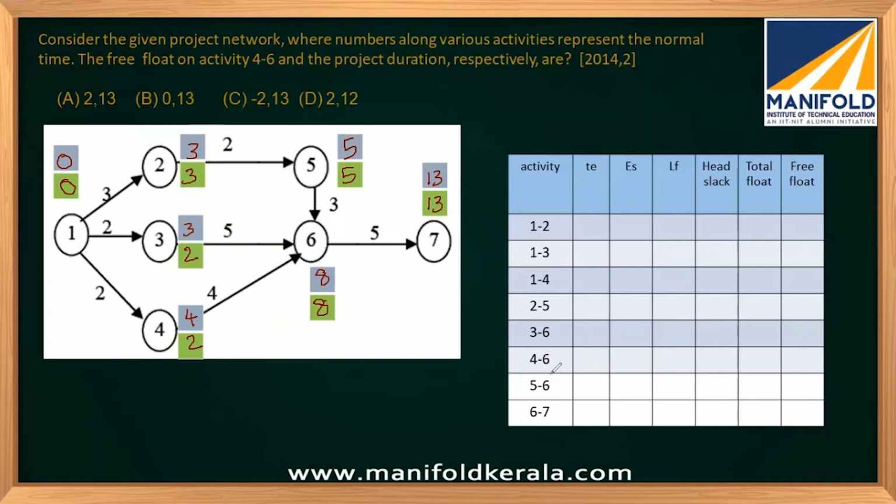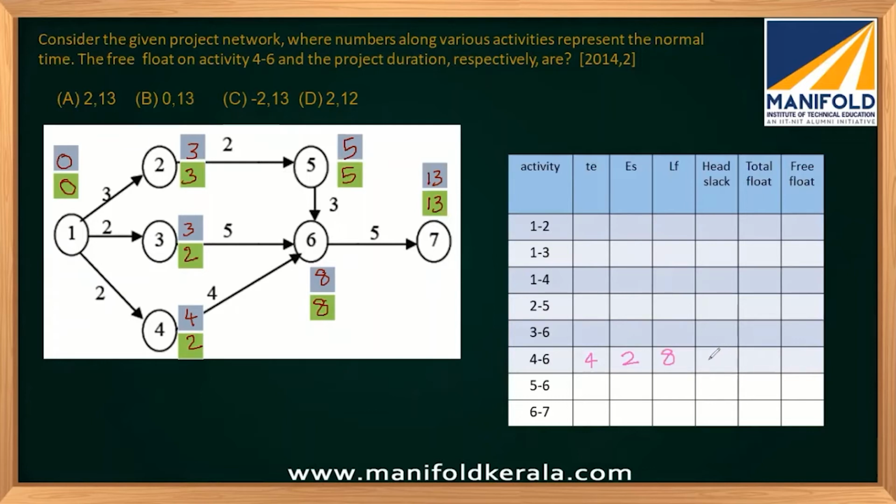So let's do it. So what is the duration of this activity? 4 to 6 it will be 4. So earliest starting time for 4 to 6, 4 is the starting node, so earliest time for that will be 2. Latest finishing time means 6 is the end, the finishing event. For that this is the earliest start and this is the latest finish. So latest finish will be nothing but 8.